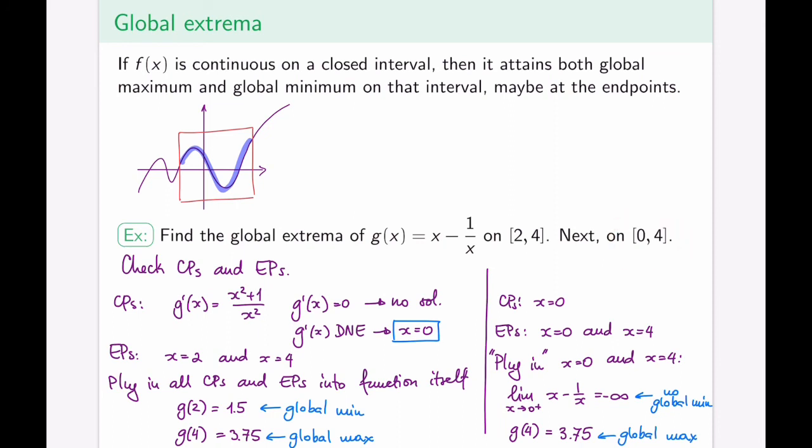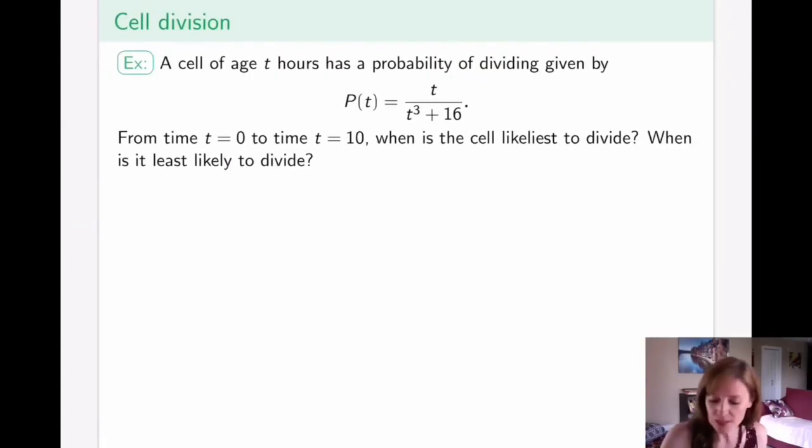I strongly recommend you pull up your graphing calculator such as Desmos and actually draw this function, and then think about what it looks like on the window from 2 to 4 and on the window from 0 to 4, to see if you can replicate these results on the graph and persuade yourself that this is indeed the global max and min of the function on this interval, and the global max and no global min for the function on this interval. So let's take a look at a problem here.